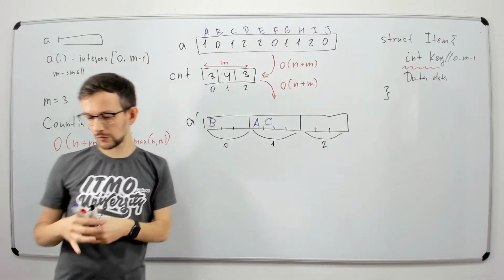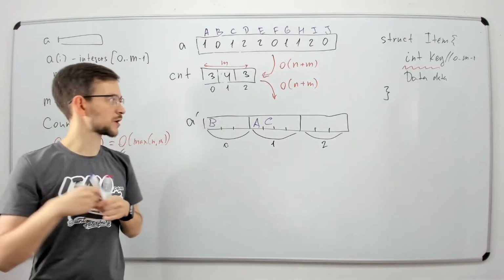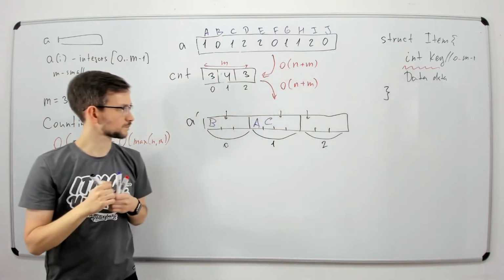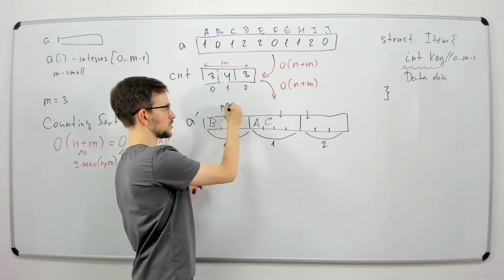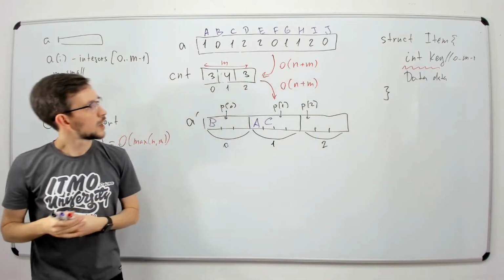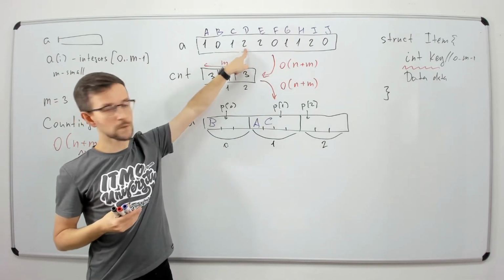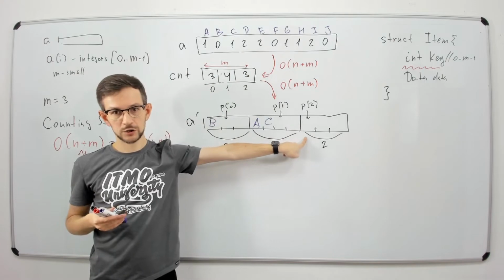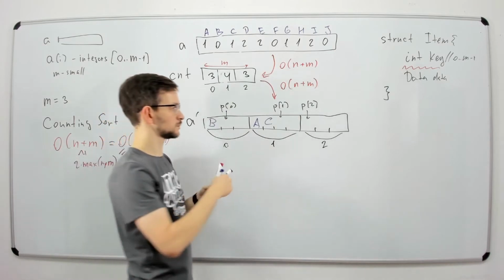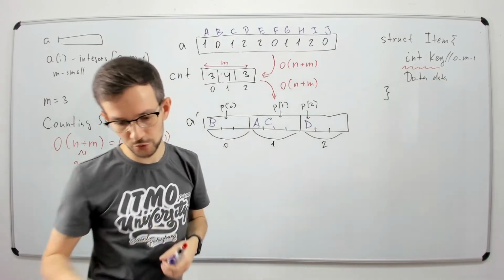How can we do it fast? Very easily. We just remember the first empty position in each bucket. So we just remember these positions for each bucket. This will be position 0, this will be position 1, this will be position 2. And now we take the next element, see its value is 2, so we go to bucket 2, look at the first empty position in bucket 2, put this element here, and then move this pointer one position to the right.